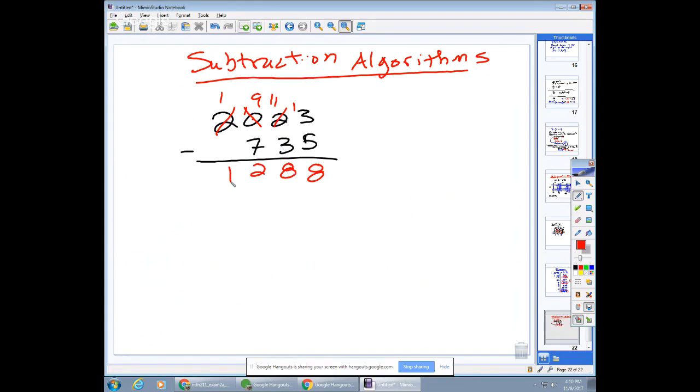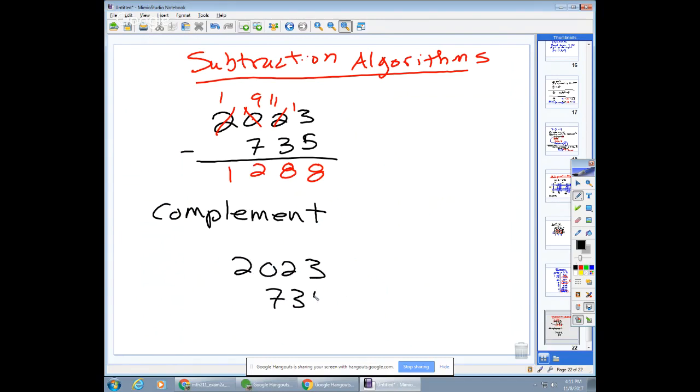All right, complements. So 2023, 735. A complement is a number or a set that completes another set to get some bigger picture. So usually we do the complement out of a place value.